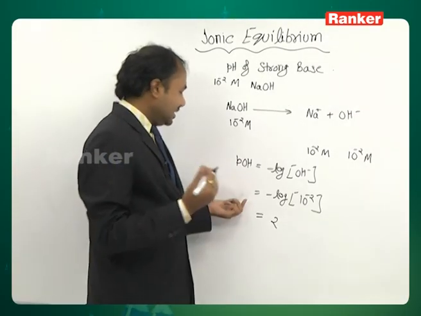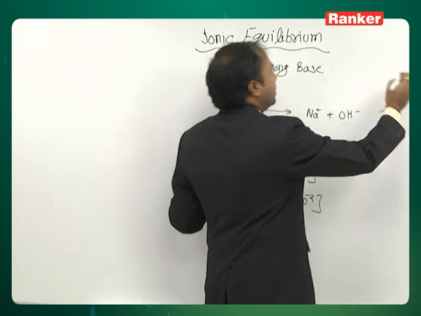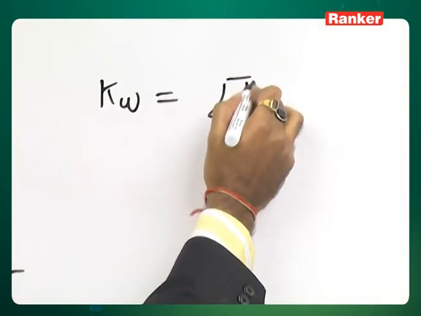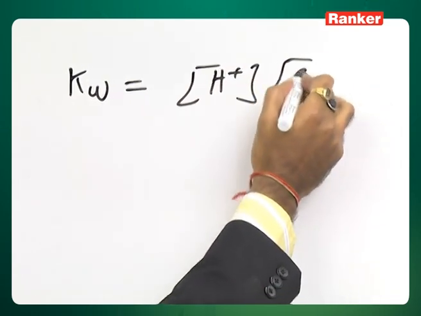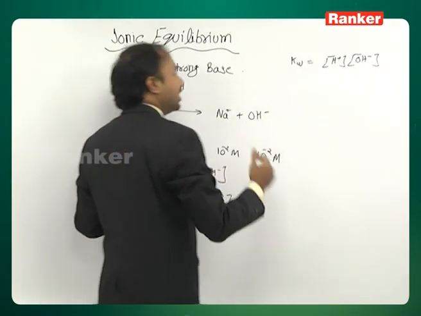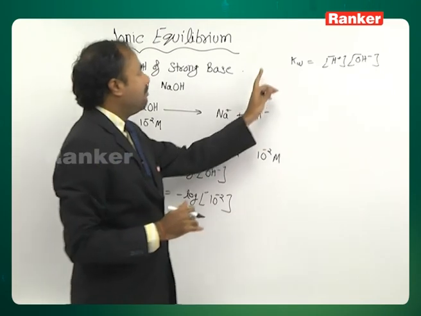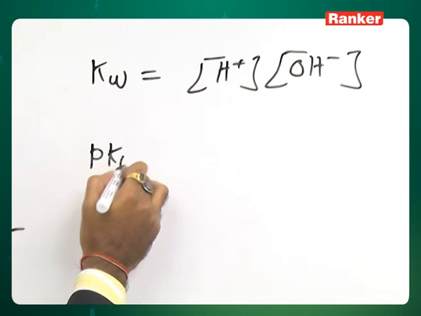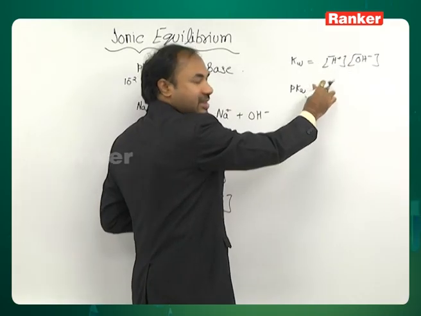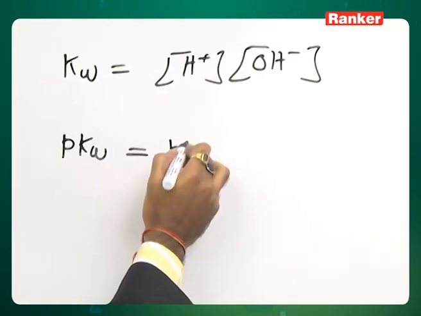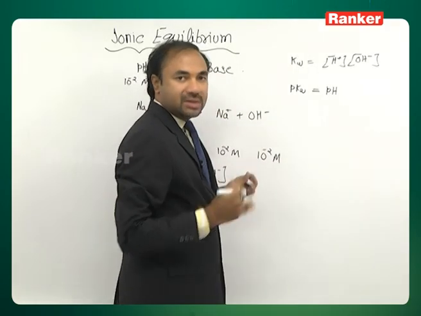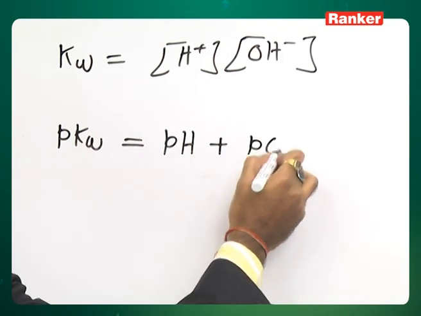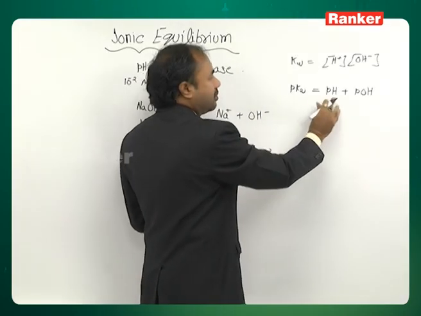Now just now we have got one equation that Kw equal to concentration of H plus into OH minus, right? We take minus log on both sides. Minus log of Kw becomes pKw, minus log of H plus becomes pH, and minus log of OH minus becomes pOH. So we get pKw equal to pH plus pOH.